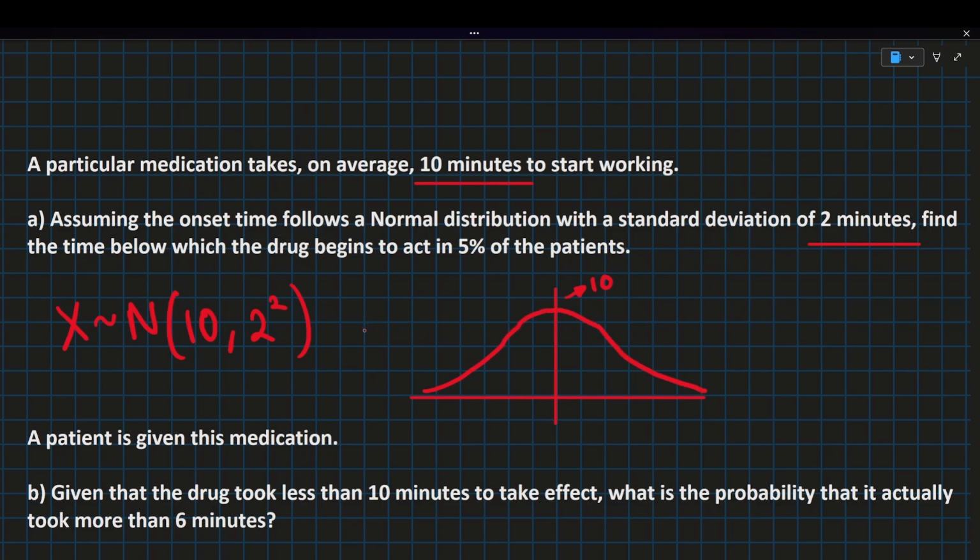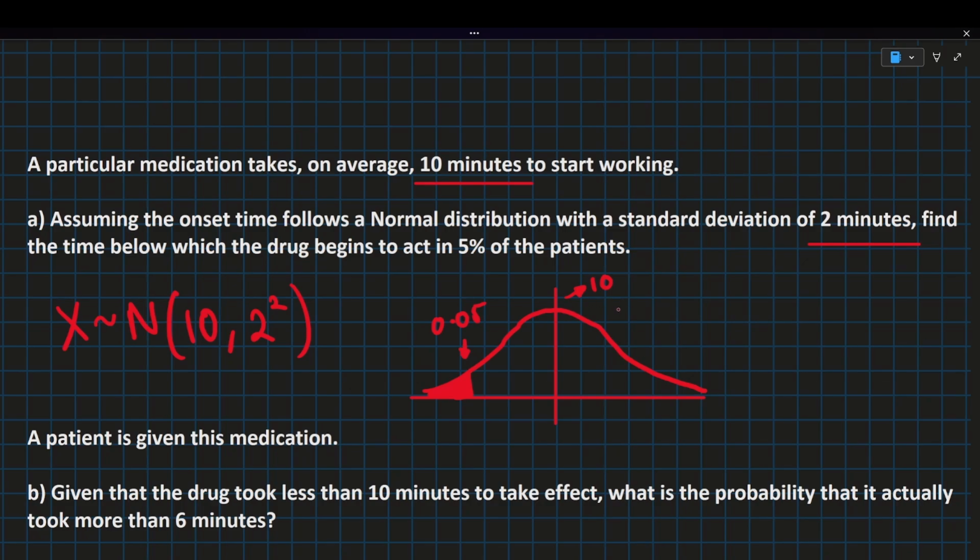And we're trying to find the time below which the drug begins to act in 5% of the patients. So we're looking on the left hand side. We're looking at the time it takes for the drug to work in this 5%. So they say that this is the bottom 5%, so it has an area of 0.05.